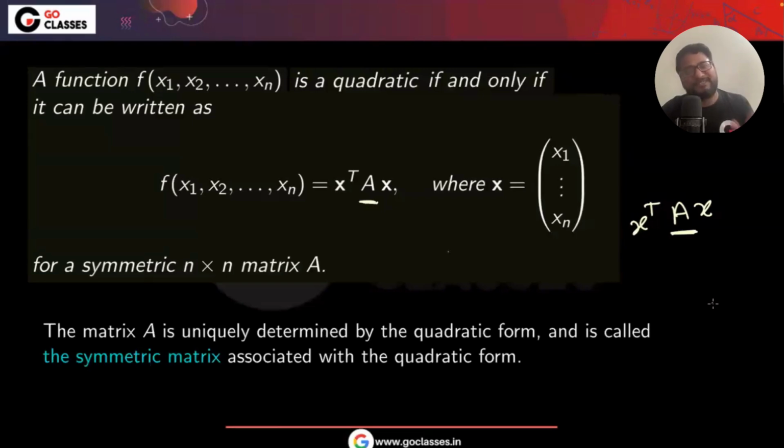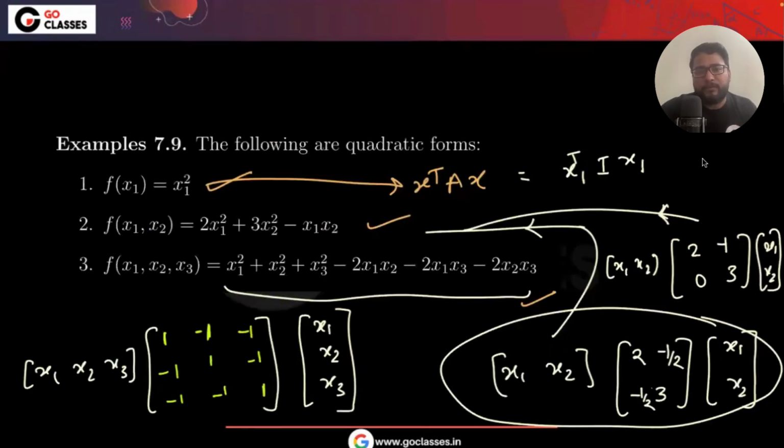Yes, yes, we can choose A in such a way that A is not symmetric. That's also fine. But are we considering that case, or are we interested in that case? No. Okay. So basically what I'm saying is that given any quadratic form, okay.